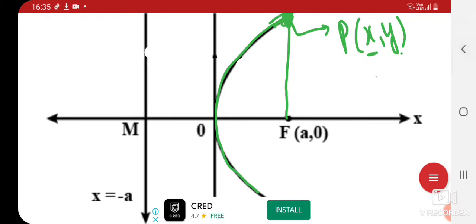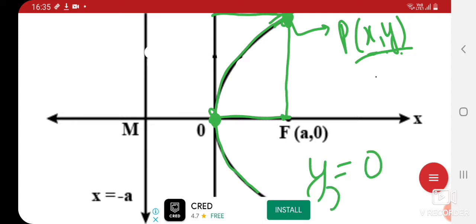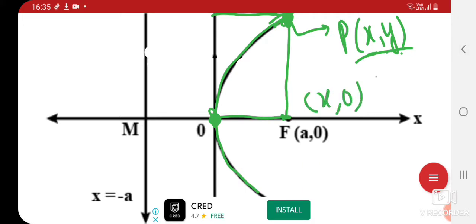So what I need to tell you is that I am considering this point as (x, y). Now, I know that the distance from here to here is x. That's why I have put x, y here. So the distance from here to here will be, as this is lying on the x-axis, y equal to 0 and x equal to x. Why have I said that this point will be (x, 0)?